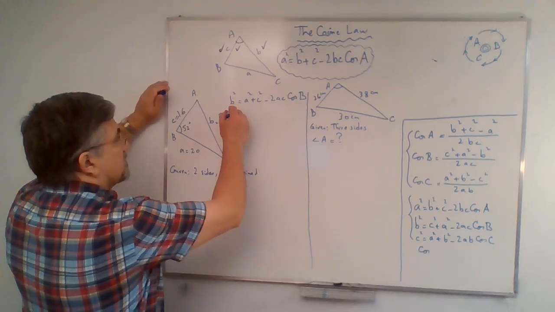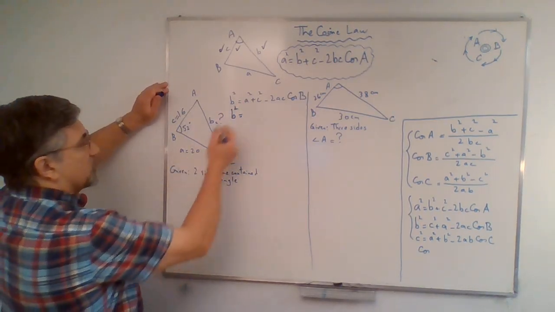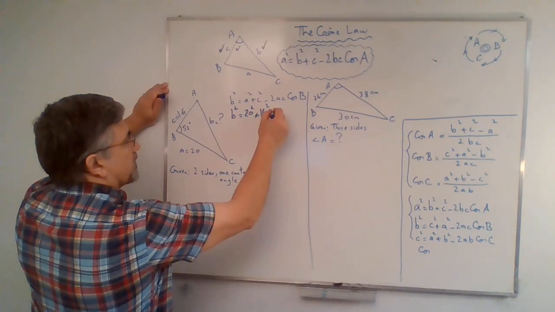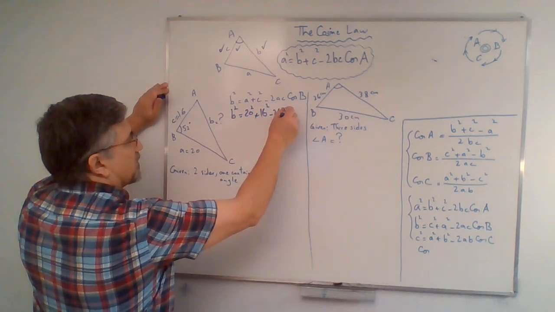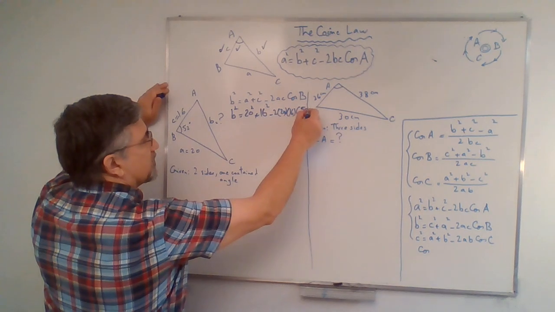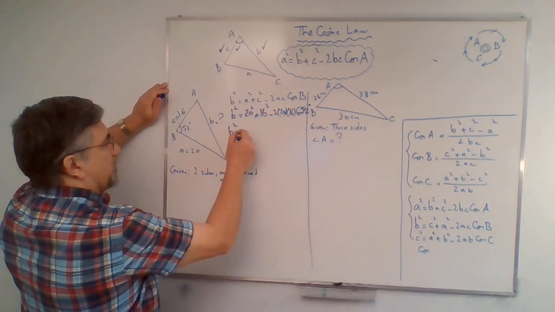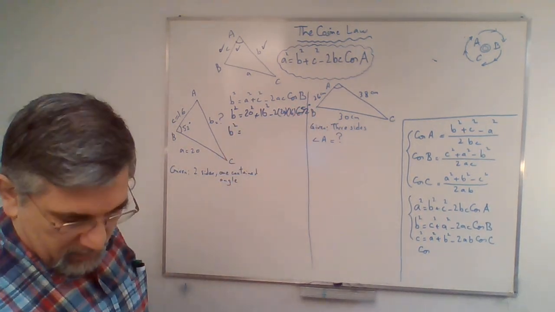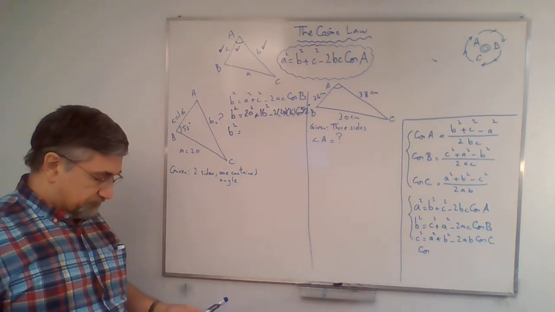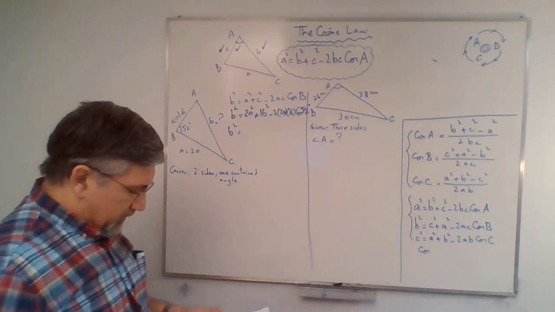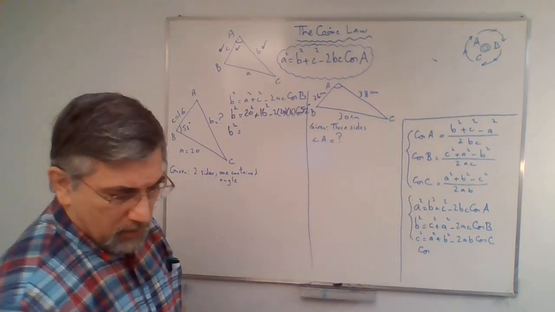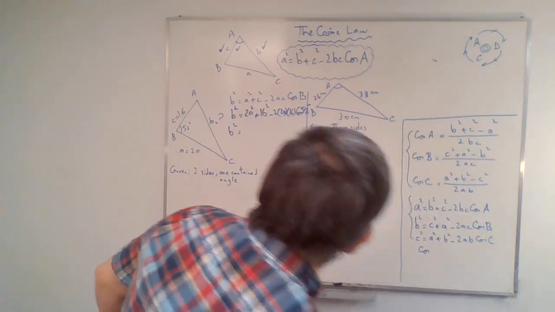So I'm going to say B squared equals A squared, which is 20 squared, plus C, which is 16 squared, minus 2 times 20 times 16 times cosine of 52 degrees. Okay, so now I have to use a calculator to find this answer. Now, what I want you to do is to find the answer in one shot.